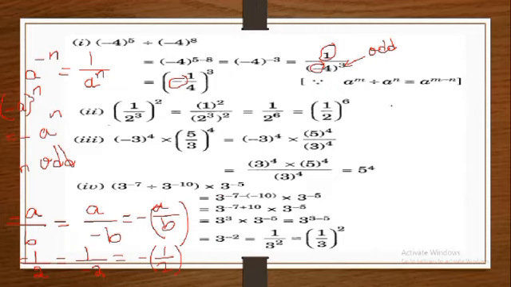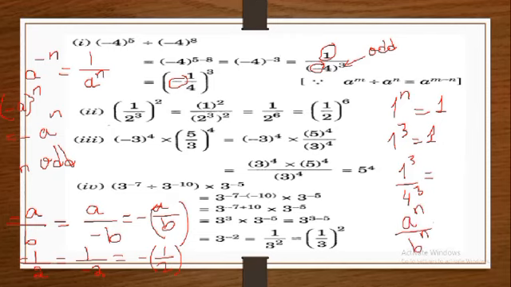Let's check. If you have 1 raised to any number, it is equal to 1. So 1 to the power 3 is equal to 1. Therefore, 1 to the power 3 over 4 to the power 3, we are going also to apply another rule here, that is a to the power n over b to the power n is equal to a over b to the power n. So we are going to write 1 over 4 to the power 3.